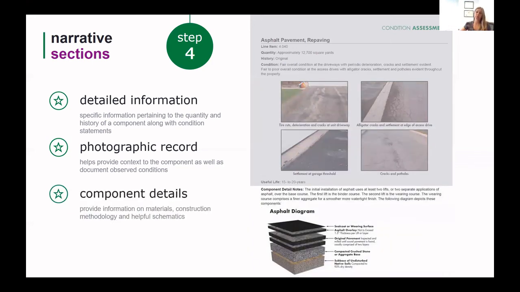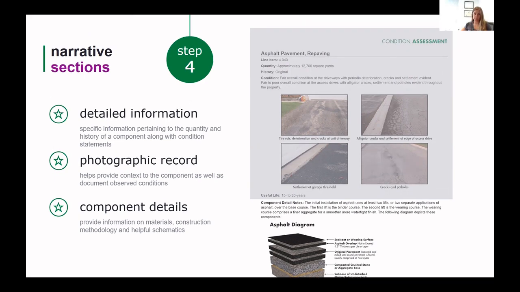And then we're going to include component details as well. So what does repaving mean? Is that an overlay? Is it a mill and overlay? Is it a total replace? When you see the blacktop, what's really going on beneath the surface there? This is really to help educate homeowners on those components, what's included in that project, what it entails, really just the information behind that expenditure plan.